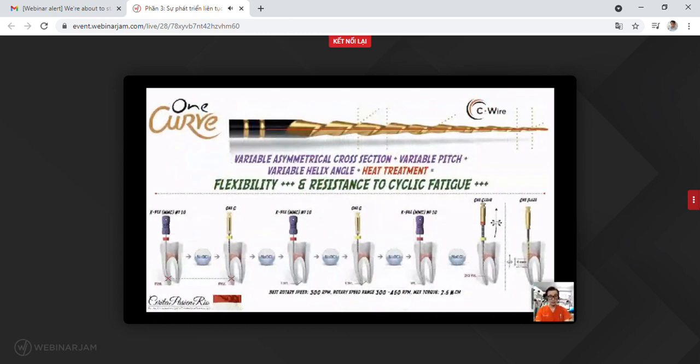So the One Curve that I use, always starting from the K-file number 10, 1G, and One Curve will be the end of the files. And if I need more coronal preflaring, I use One Flare.